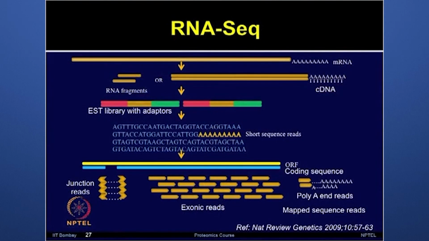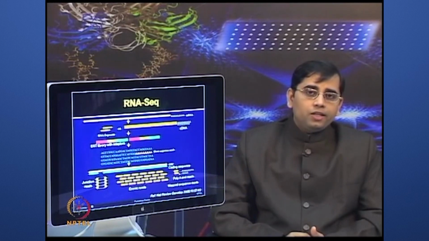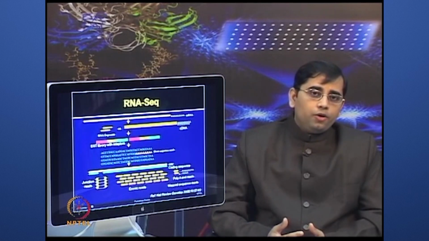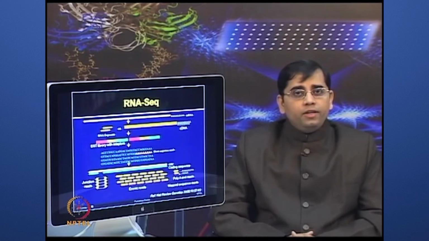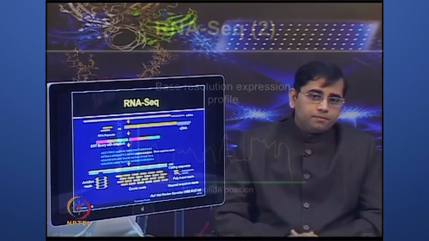In RNA sequencing, the long RNAs are converted into a library of cDNA fragments, as you can see here, through RNA or DNA fragmentation, and to each DNA fragment or cDNA fragment, sequencing adapters are added. From each cDNA, a short sequence is obtained and the resulting sequence reads, such as exonic, junction and poly A end reads, are aligned with the reference genome sequence.